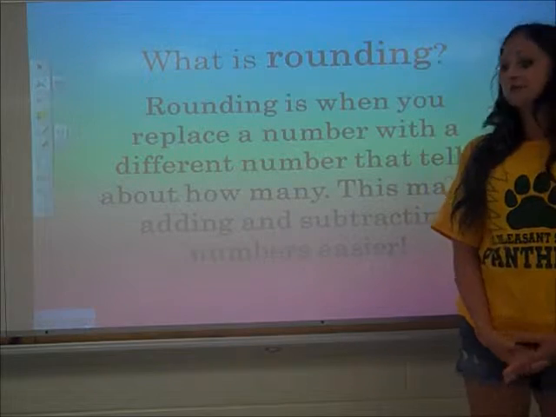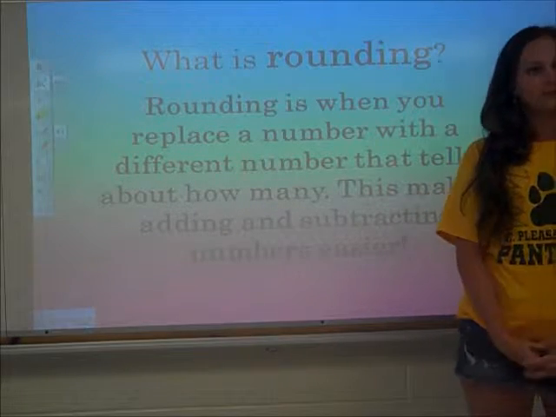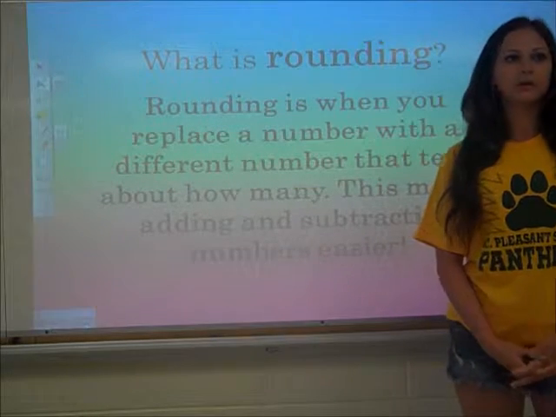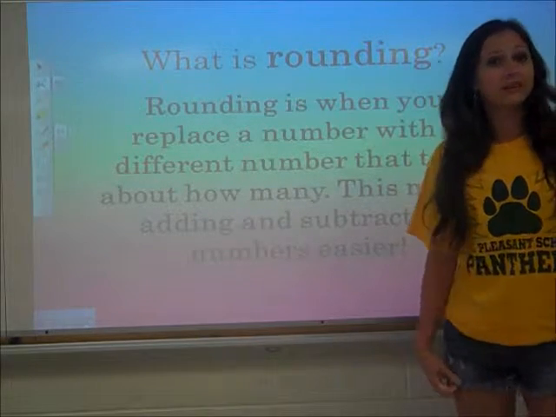So, what is rounding? Rounding is when you take a number and replace it with a different number that tells about how many. This makes adding and subtracting a lot easier.